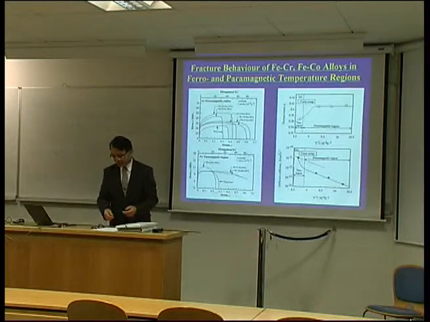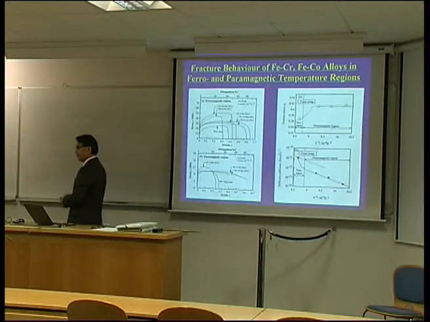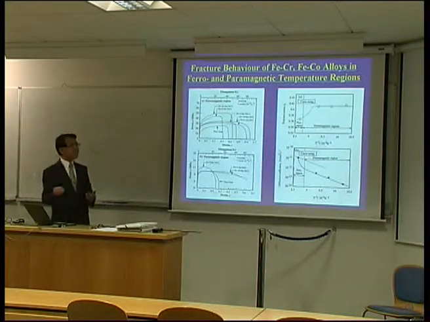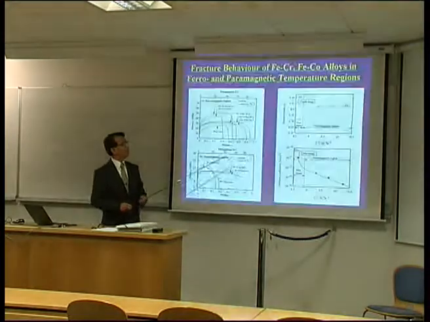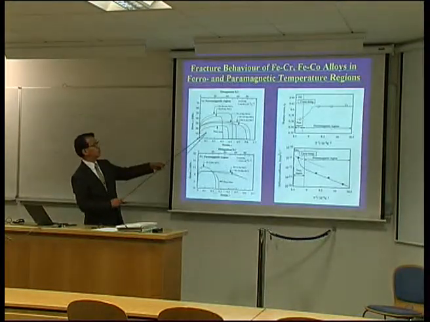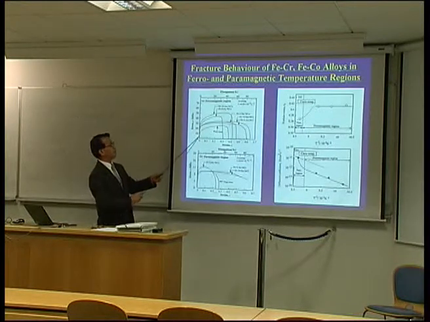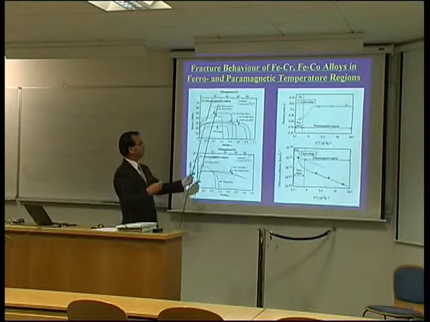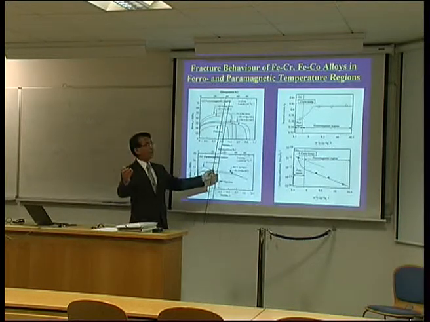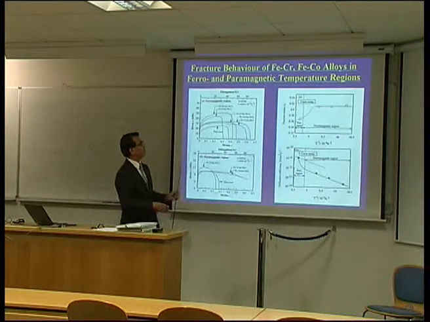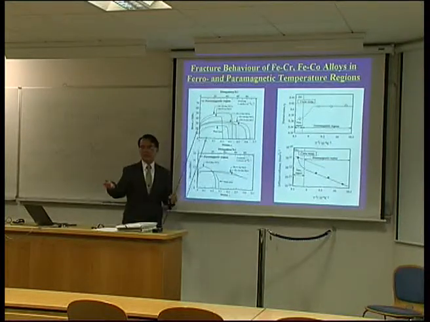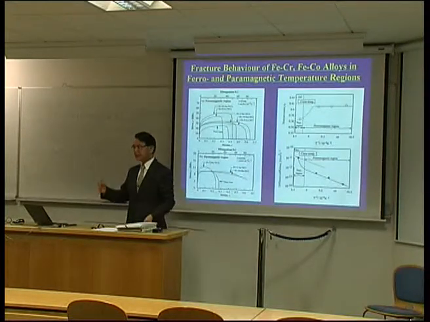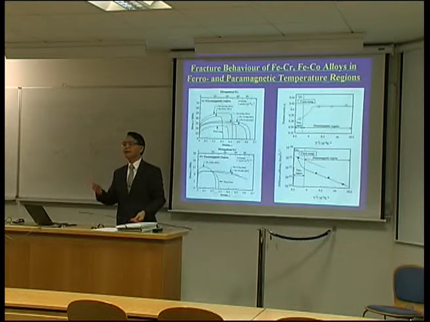So now, finally, I want to introduce to you the mechanical or fracture behavior in iron, the effects of ferromagnetism on fracture behavior at high temperature. Of course, if we do the tensile test, finally the polycrystalline specimen of the alloy fractured like this. If we plot the elongation at fracture, we can discuss the ductility of the alloy.